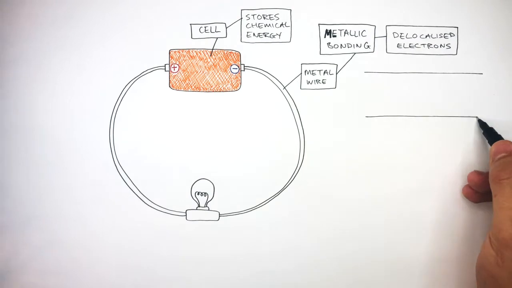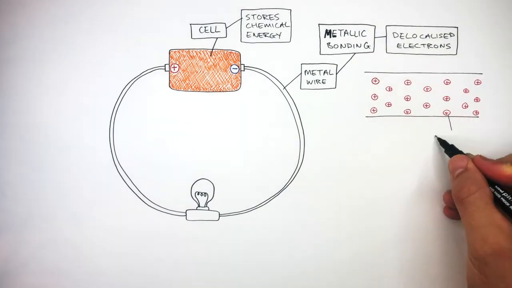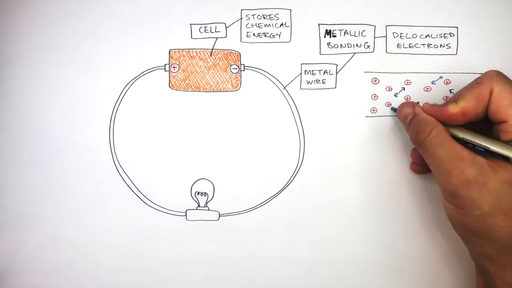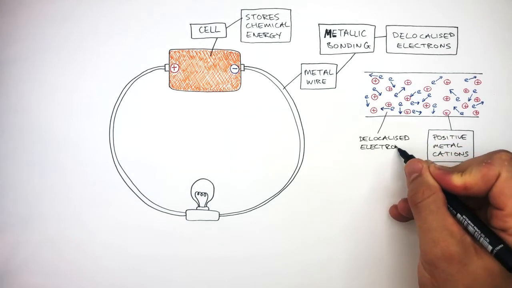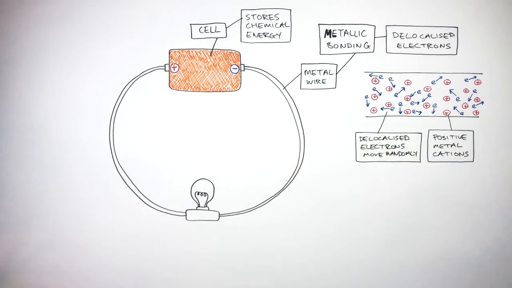Here I'm drawing a close-up of the metal wire. These red circles represent the positive metal ions which vibrate about a fixed position. These represent the free electrons. These electrons are free to move, and they move randomly, highlighted by the arrows which are in random directions. This takes place at all times in metals. There are always free electrons, which are always moving randomly in any direction.